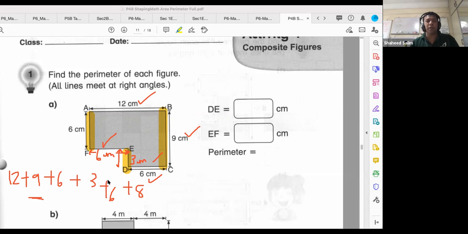So 12 plus 12. Sorry, how many 6 are there? Now, let me count. 1, 2, 3, 4, 5, 6. Do you get it, Auni? Still doing.